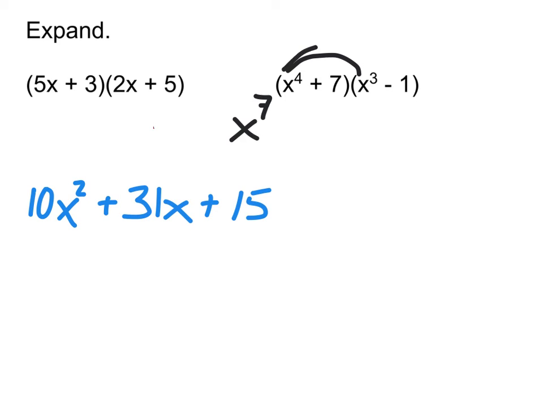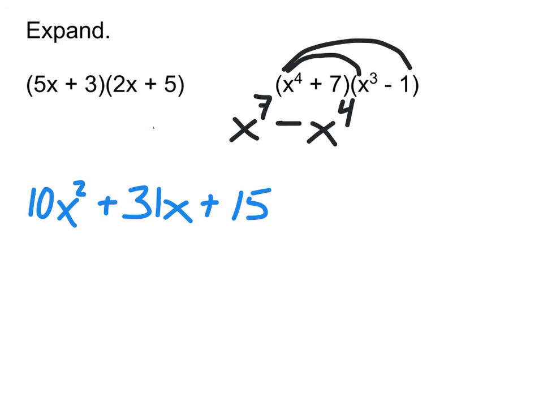Now I have to do the x to the fourth times -1. Well, that would give me -1 x to the fourth. I don't really want to have to write the 1 there, so I'm just going to write negative x to the fourth. If you wrote the 1 in front of it, it's still technically correct, but again, we're just trying to write it as cleanly as possible whenever we can.